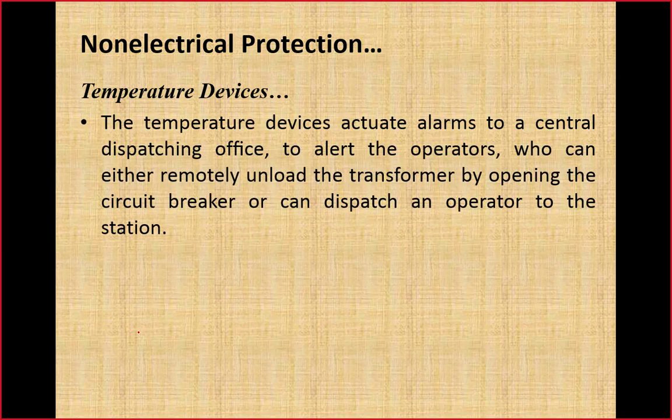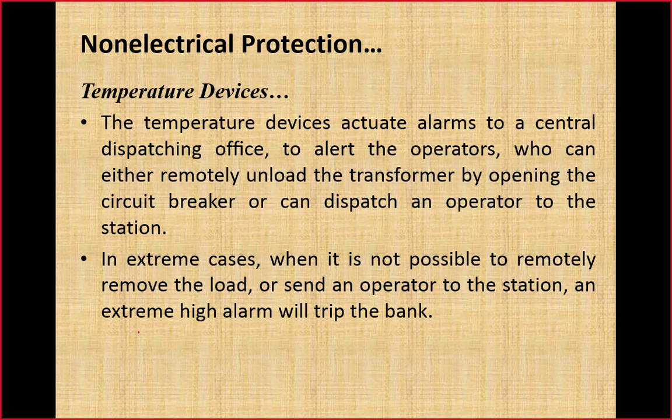So the temperature devices actuate alarm to the central dispatching office to alert the operator, who can either remotely unload the transformer or send some operator to take the necessary action at the transformer installation point. If it is not possible either to unload the transformer remotely or to dispatch someone to take the corrective measure, then tripping may occur. Tripping can be done from the remote central dispatching office. So that is the end of the lecture.